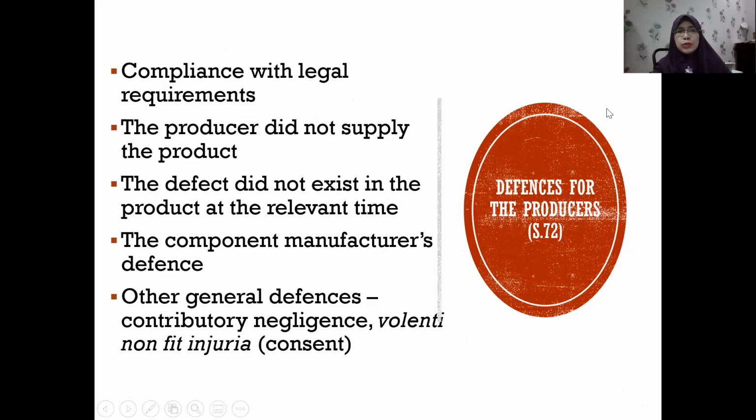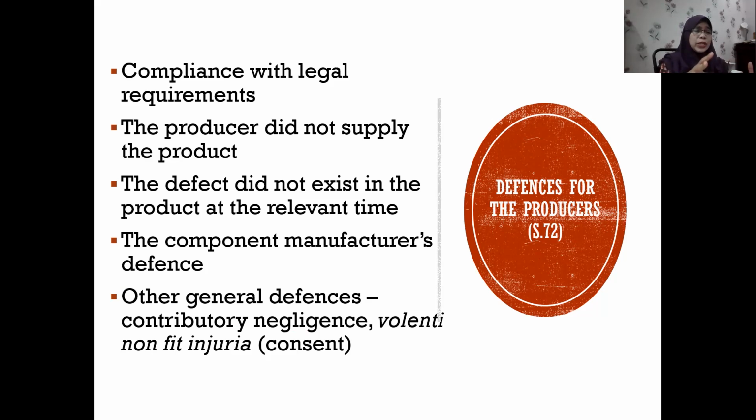We also want to zoom in on section 72 because we want to balance the case. Producers, manufacturers, and importers also have defenses available to them. Section 72 provides defenses for the producers. For example, they can argue they have complied with legal requirements, or that the producer did not supply the product; it was supplied by a manufacturer or any other person. Another strong argument is that the defect did not exist in the product at the relevant time.